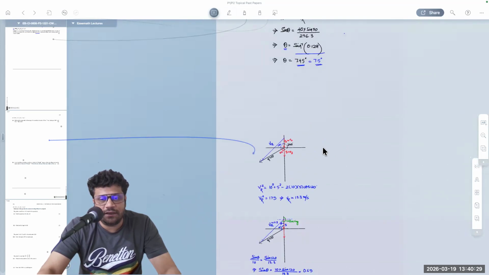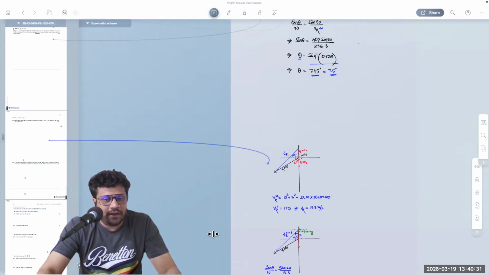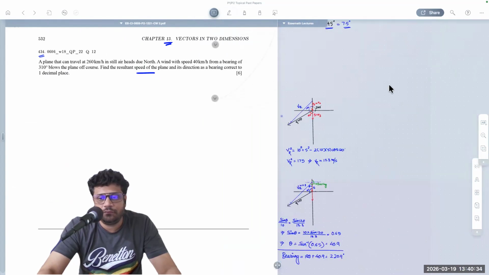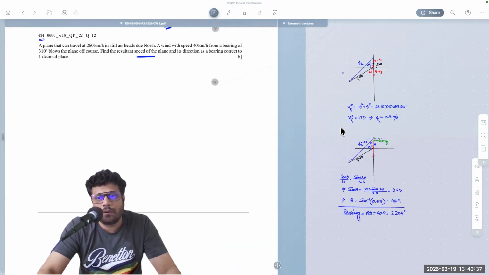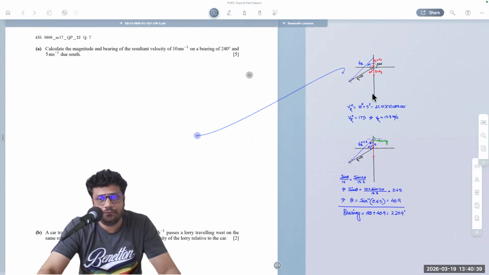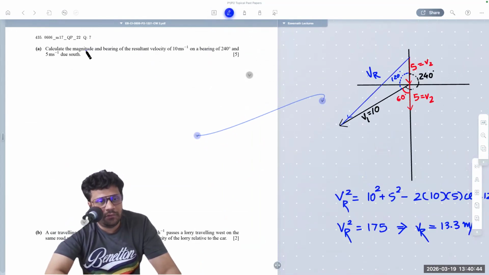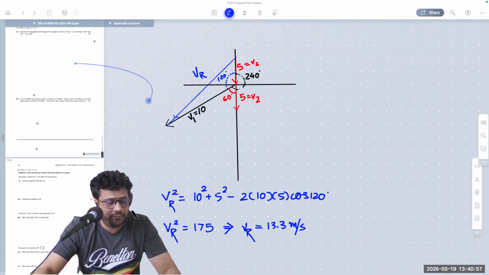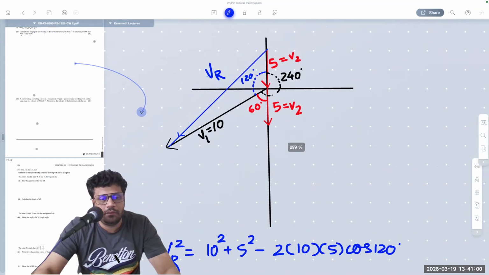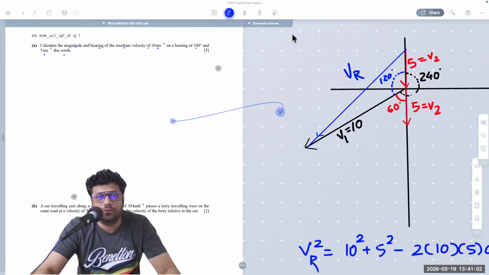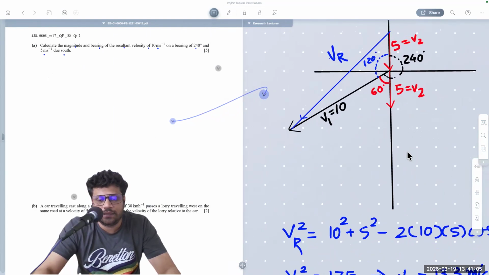Okay, so that was another question. Let's look at another one now. Calculate the magnitude and the bearing of the resultant of 10 meter per second on a bearing of 240 and 5 meter per second due south. Okay, so there. And let's keep the question also on the side.